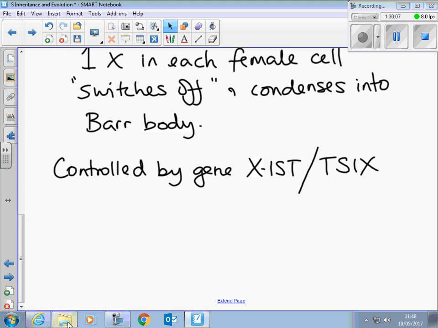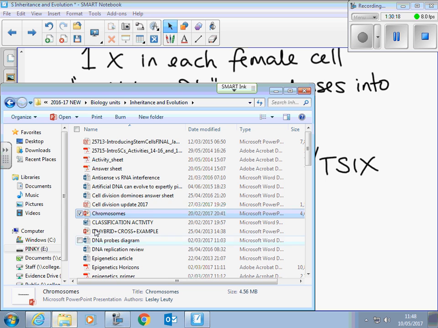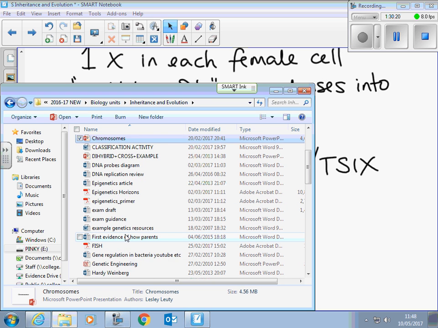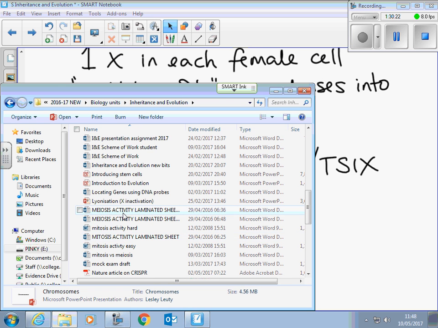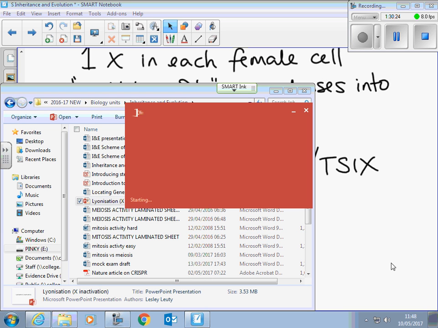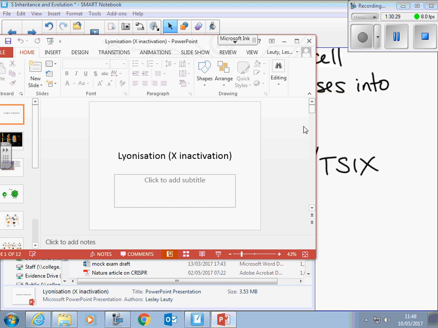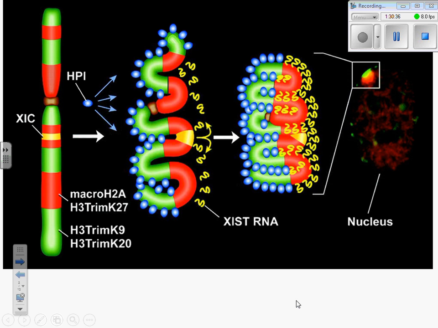But the best example of this X inactivation, the lionization, is in tortoiseshell cats. So let's show you this. This you haven't got, and I will put this onto Moodle. And you haven't got any notes on it either, I don't think. All right, there's the Xist. It didn't have a hyphen in it.